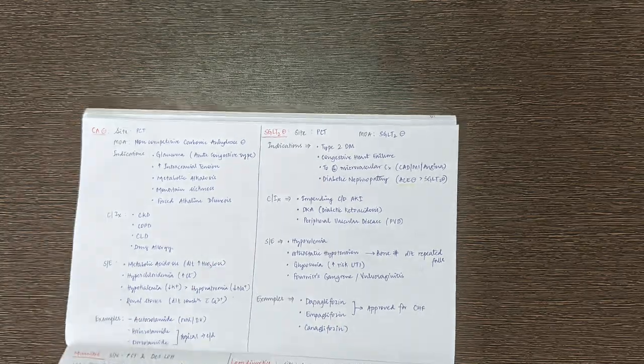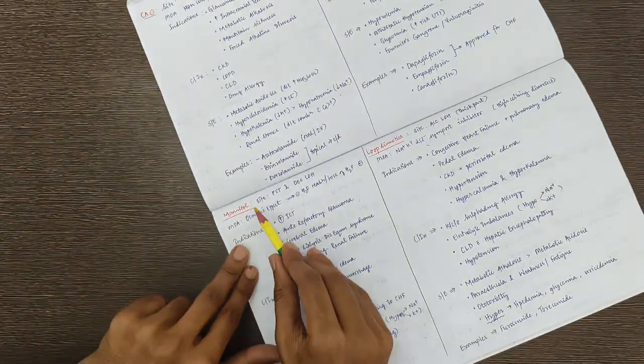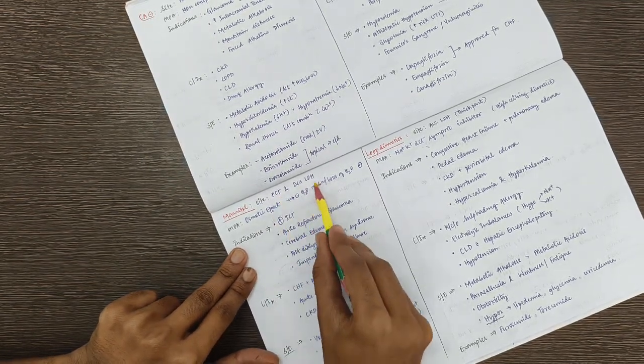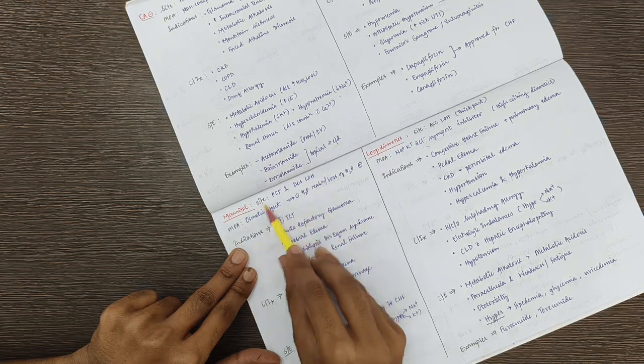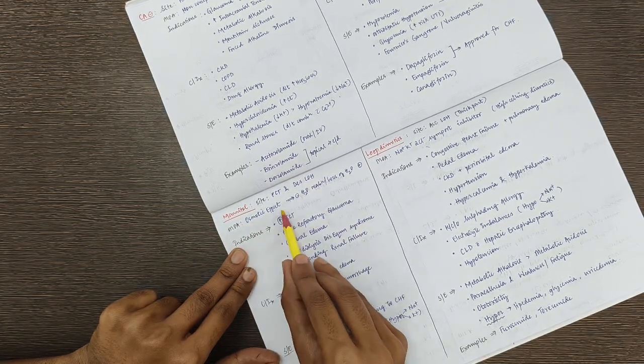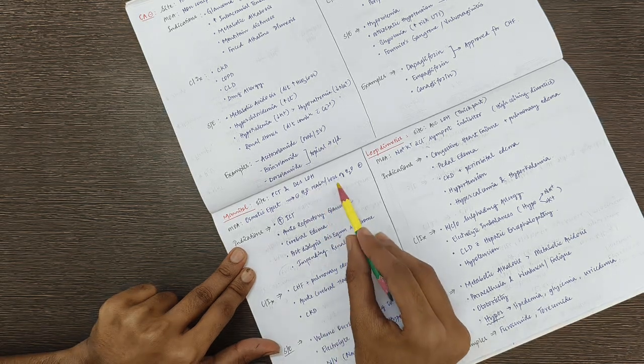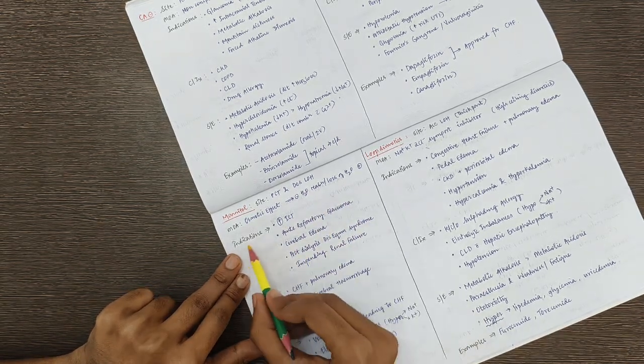Next, we'll go for mannitol. Mannitol, what is the site of action? PCT and descending loop of Henle. It acts on both. What is its action? It has osmotic effect. It will inhibit water reabsorption and loss of water is promoted. What are the indications?